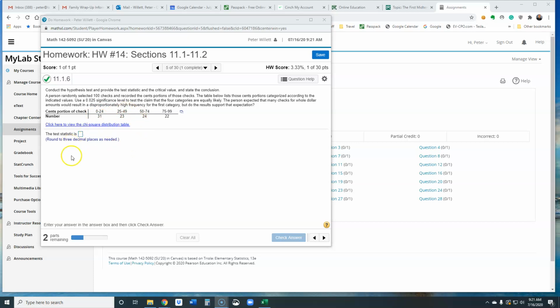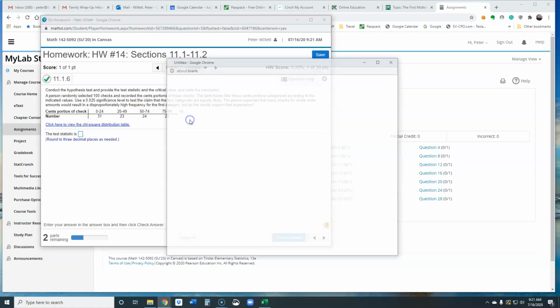So the first thing they asked us to produce right out the gate is the test statistic. Now there is a link here to view the chi-square distribution table, but typically we don't need to do that until we're finding the critical value. For the test statistic, we would just use the data directly in StatCrunch. So let me open up this in StatCrunch.